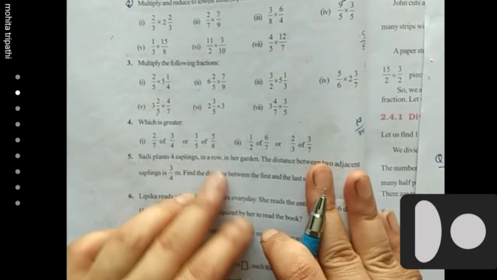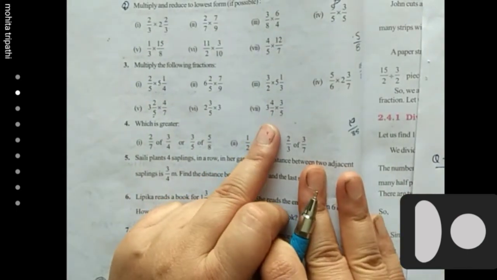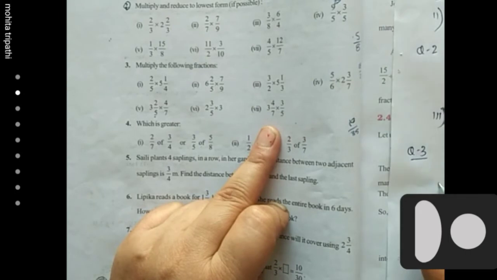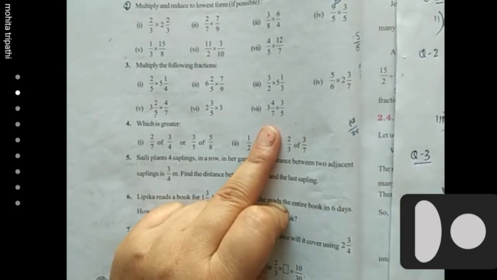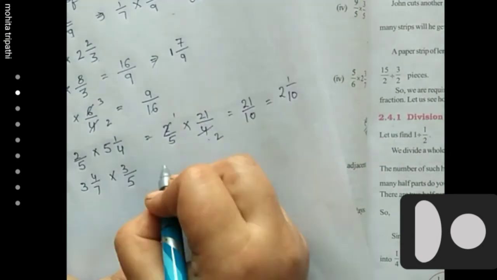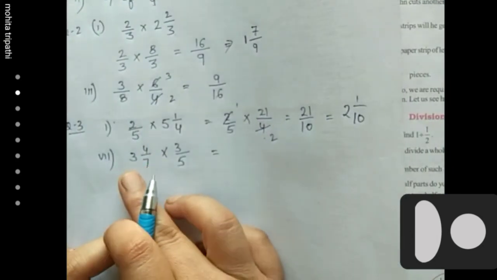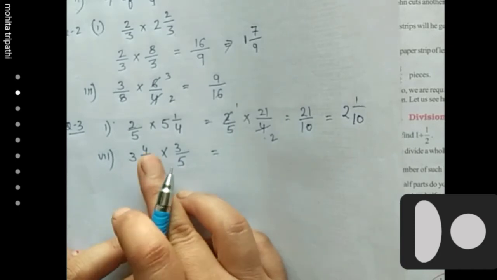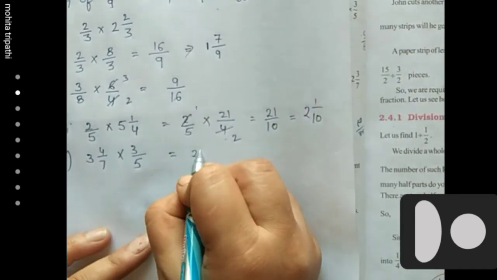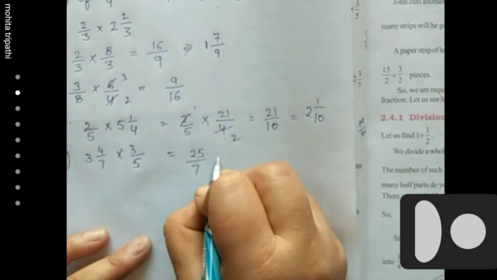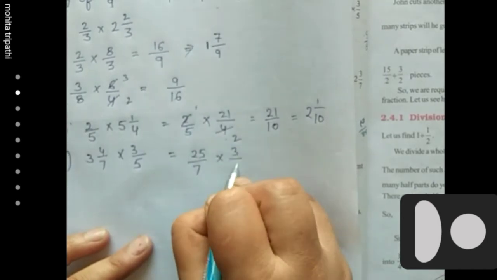Okay, let us see one more example so that the question is more clear to you all. Just see the seventh part. It is 3 whole 4 upon 7 multiplied by 3 upon 5. Okay, so let's see how we are going to solve it. 3 whole 4 upon 7: 7 3s are 21, and plus 4, it is 25 upon 7.